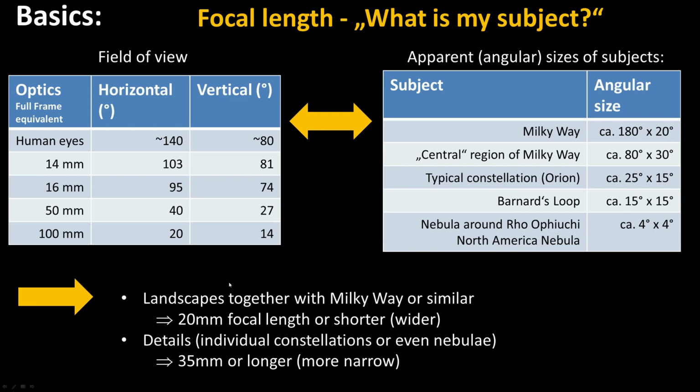Altogether, for landscapes together with the Milky Way or similar, you should choose a 20 millimeter focal length or shorter, that means wider. And if you want to take pictures of details in constellations or single nebulae, then longer focal lengths, like 35 millimeters or longer, would be better.